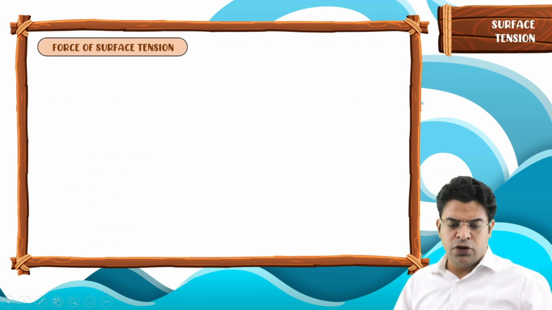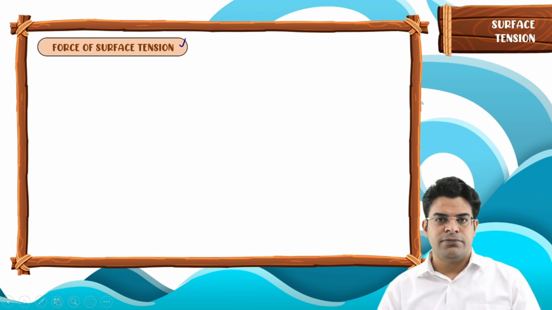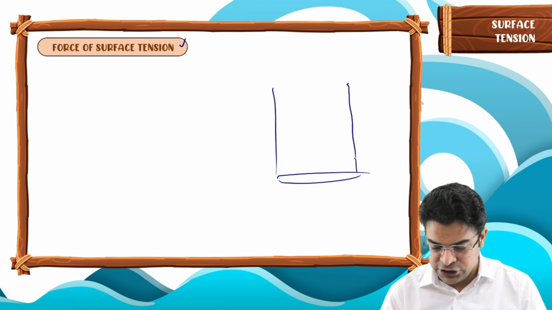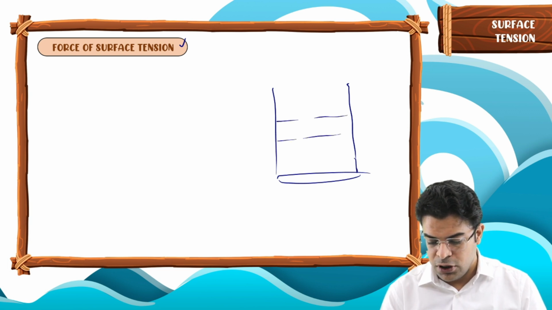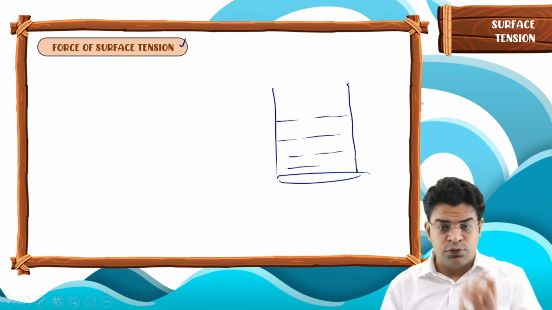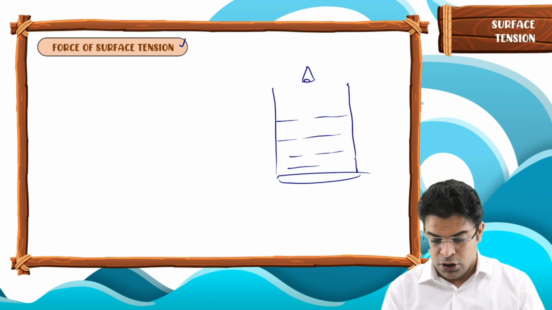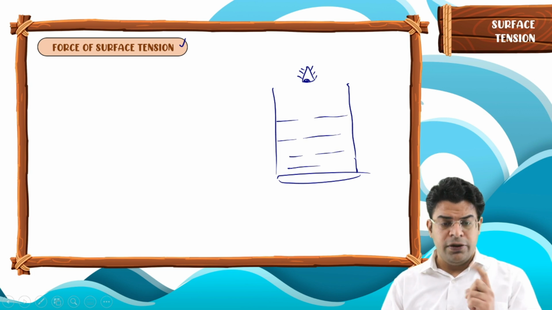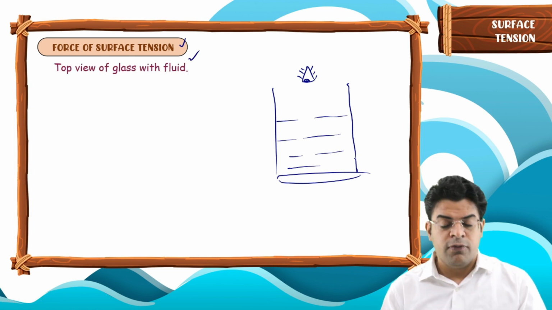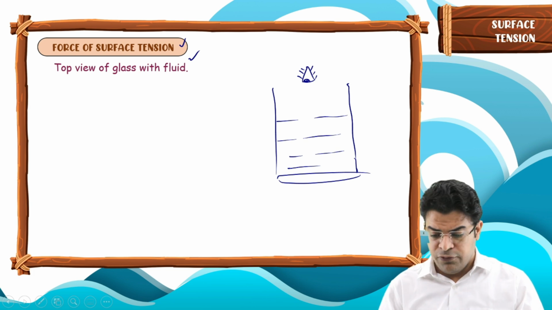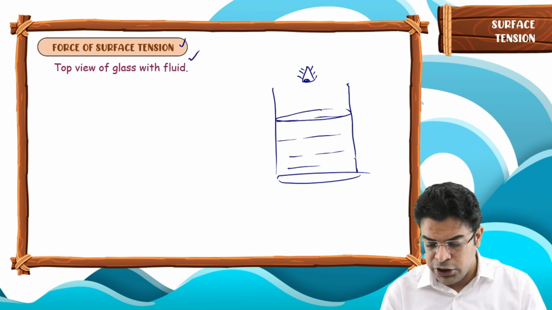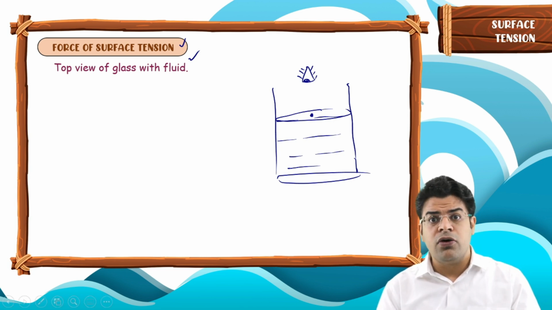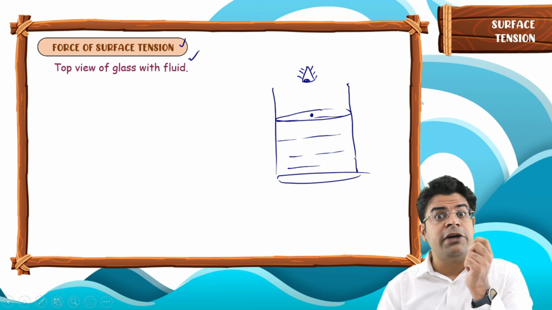So now we will talk about force of surface tension. Visualize that you have a container of circular cross section containing fluid, and you are looking on this fluid from the top. So what you will see is a circular surface of the fluid. So top view of glass filled with a fluid. If you visualize just one molecule of fluid present on the surface, what will be the forces because of all the other fluid molecules present on the surface?